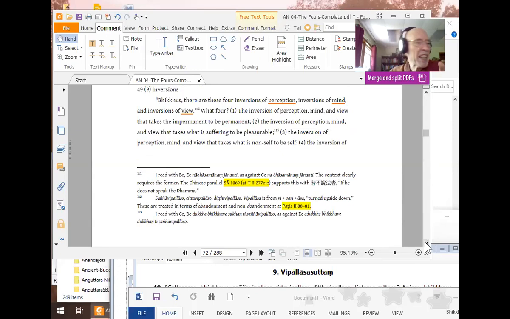Okay, let us look at each of these distortions or inversions in a little more detail. So here I'll express them simply as taking. So taking the impermanent.